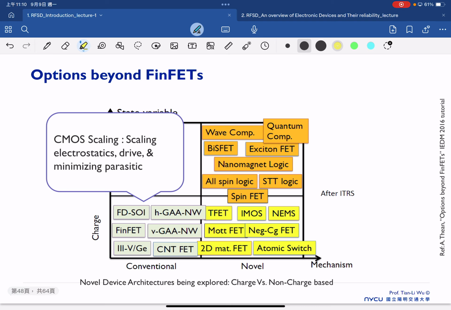So the first one we are actually working on is what we call CMOS scaling. Ideally, we try to scale the electrostatics and drive, and we would like to minimize the parasitics. Some of the terms you already know, that we have already explained, for example, the SOI, the FinFET. We also have the III-V here. And this is a GAA, that's gate all around.